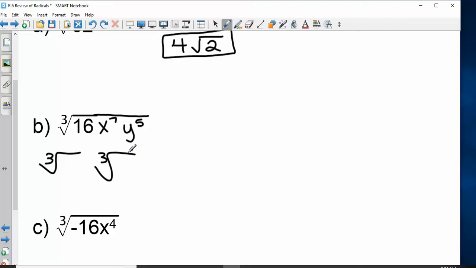So perfect cubes, things to the 3rd power. 16 is 8 times 2. Cube root of 8 is 2. So that means a 2 comes out, and the other 2 would stay under the radical.